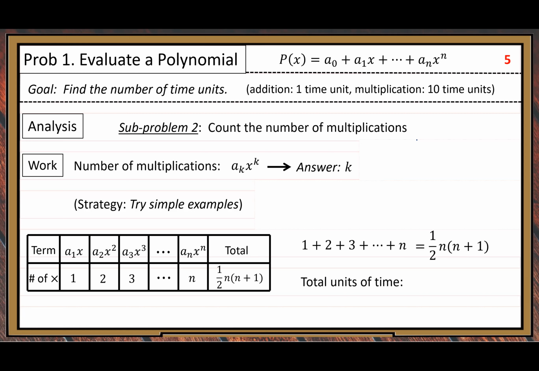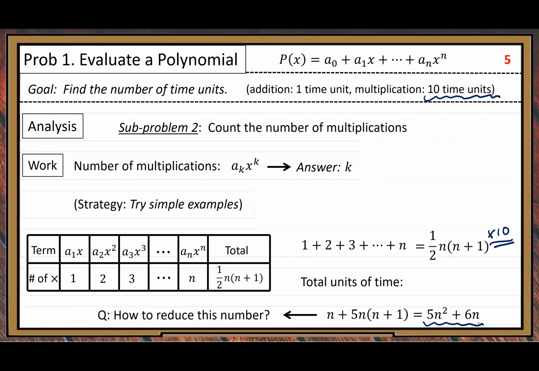Then remember, we need to convert to the number of time units. We know each multiplication, based on our assumption, has 10 time units. So let us do that conversion. We just multiply 10 to this formula, and after a little simplification, we get this expression as the total number of multiplications. All right, so we find the answer.